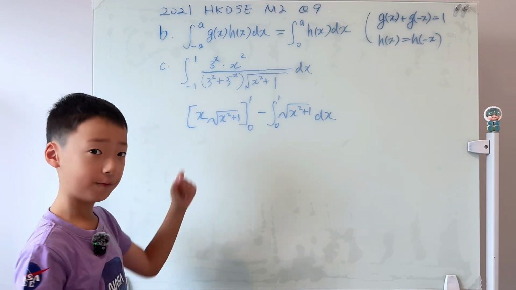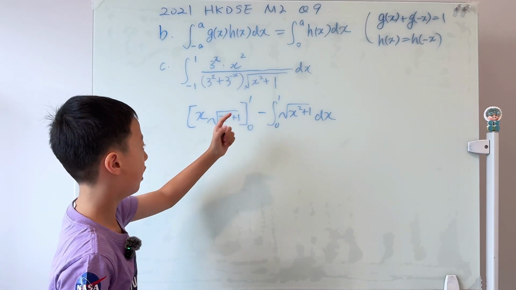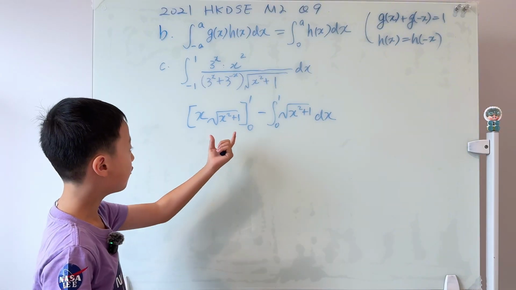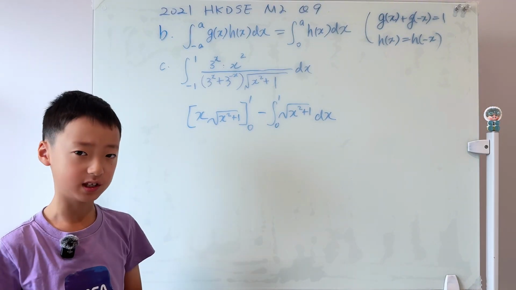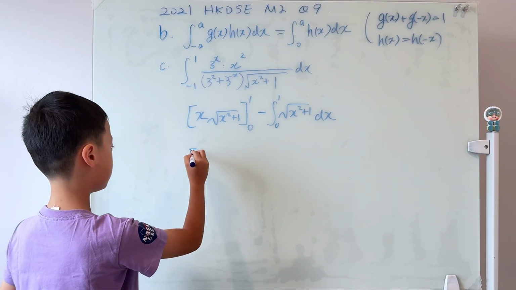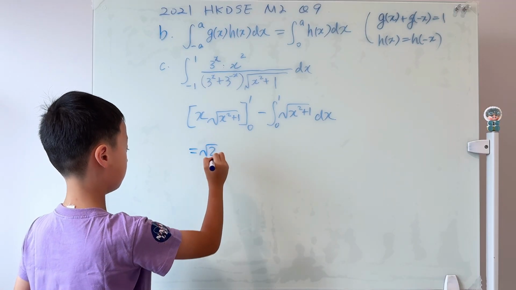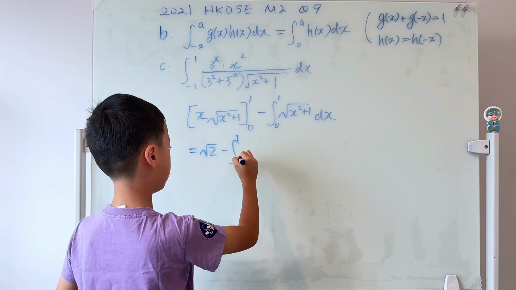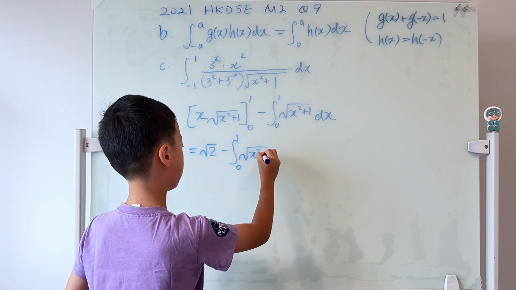Let's first figure out the first term. If we substitute 1 in, this will be 1, and this will be square root of 2. If we substitute 0 in, this will all be 0. So the first term is just square root of 2, minus the integral from 0 to 1 of square root x squared plus 1 dx.